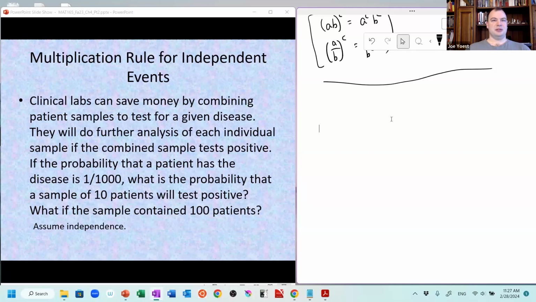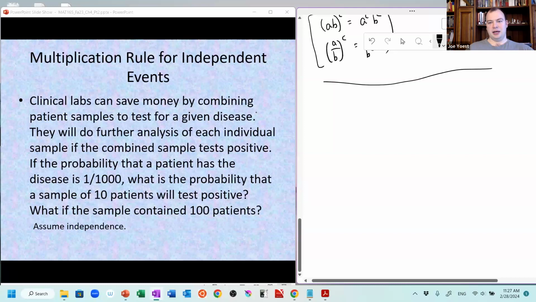So clinical labs, the type of lab where you go to Quest Diagnostics, get your blood drawn, get your glucose back, or maybe you take a COVID test and they tell you whether you have COVID or not. They could maybe save money by combining patient samples to test for a given disease.